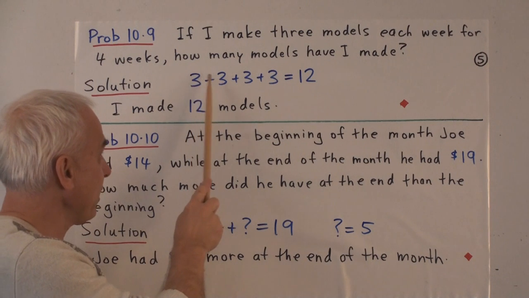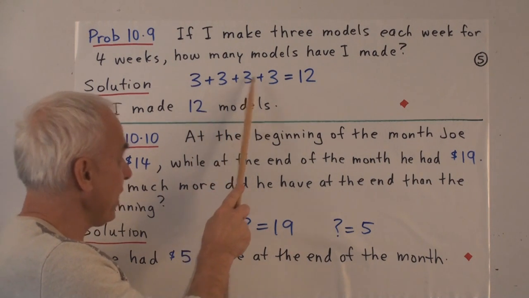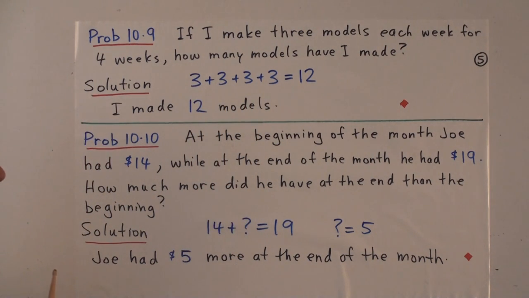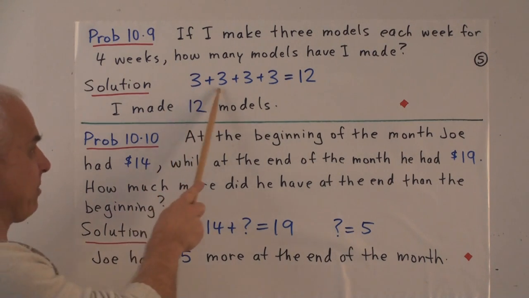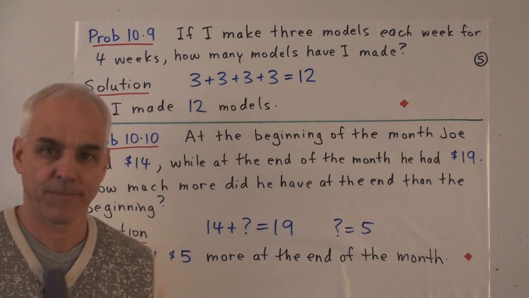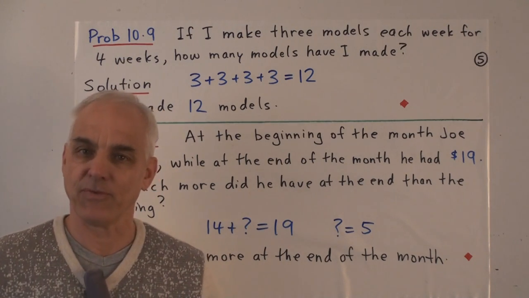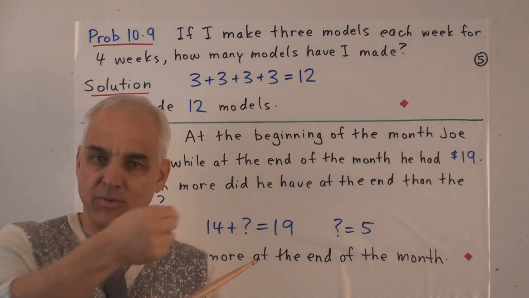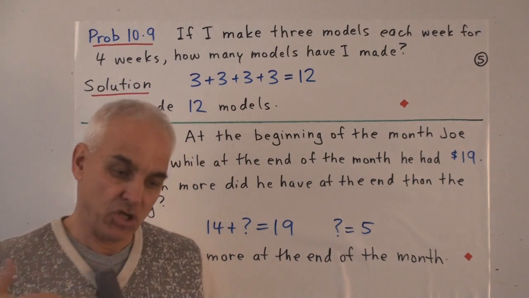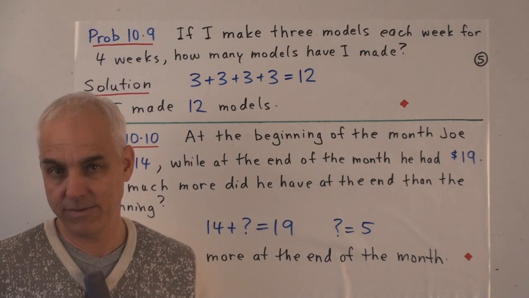That 3 is for the first week. That's for the second week. That's for the third week. That's for the fourth week. And what is 3 plus 3 plus 3 plus 3? Well, that's a situation where we're talking about multiples of 3. Every time we add 3, we're going up in the chain of multiples of 3.